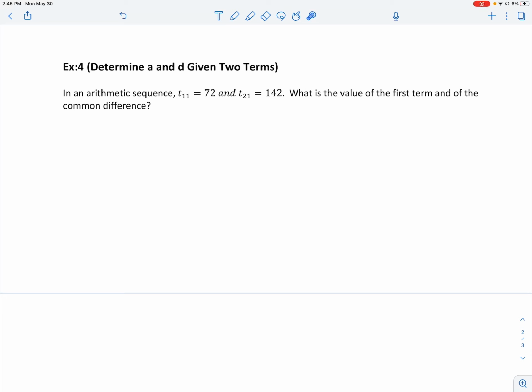In this example, we're going to determine A and D, so that's our first term and our common difference, given two terms. It says in an arithmetic sequence, the 11th term is 72 and the 21st term is 142. What is the value of the first term and the common difference? So we're going to solve this two different ways. We're first going to look at an algebraic approach.